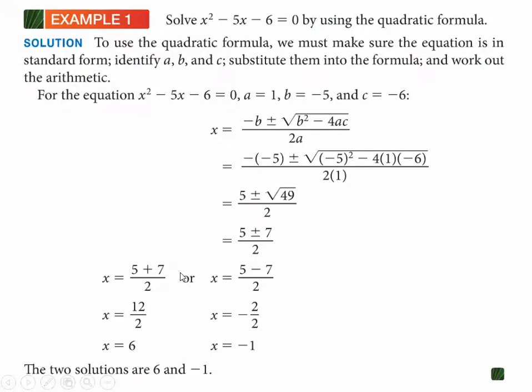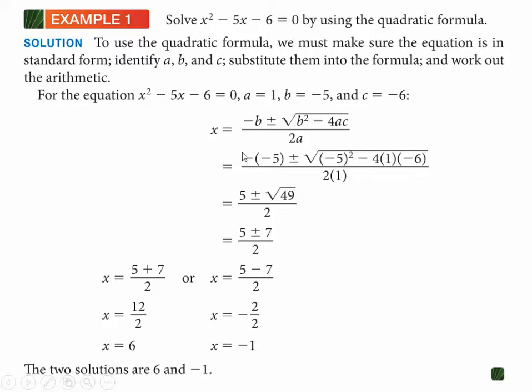Example 1, just to get us going. This is from the textbook here. What we do is we set it equal to 0 first. We got to do that first. We grab our a, b, and c. A is the number in front of x squared, b is the number by the x, and c is the loner number. So a is 1, b is negative 5, c is negative 6.